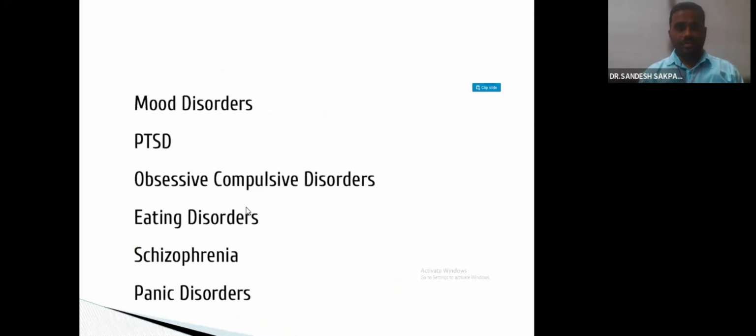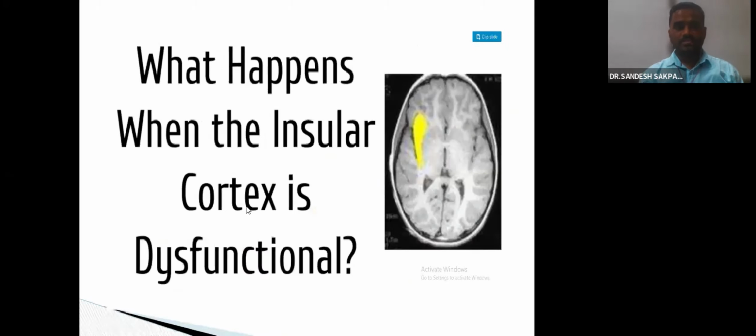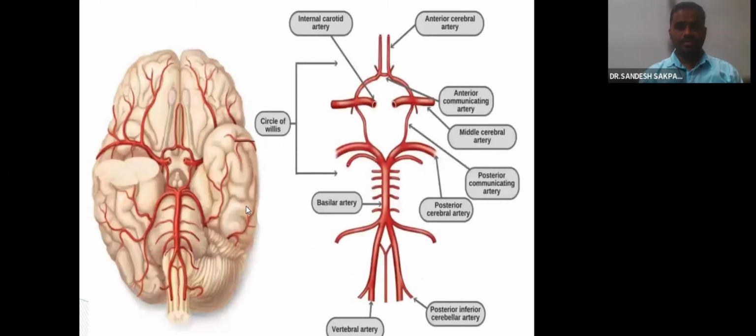So if the insular cortex becomes dysfunctional, these are the problems which the patient suffers. Then the brain blood supply, which is very important to know, because the territory of the artery, wherever we see in MR angiography, which I will be covering in a short part, we can see that it is covering the blood supply of the brain.